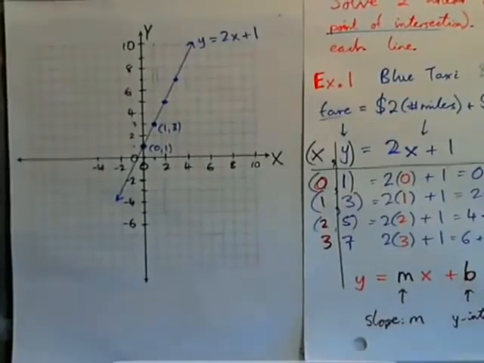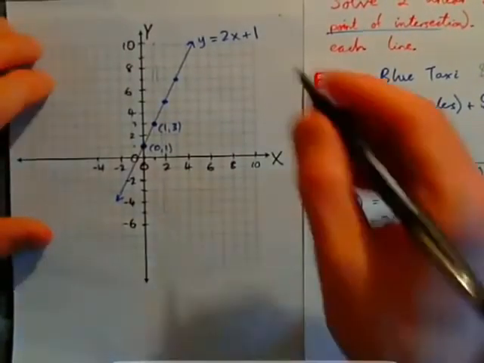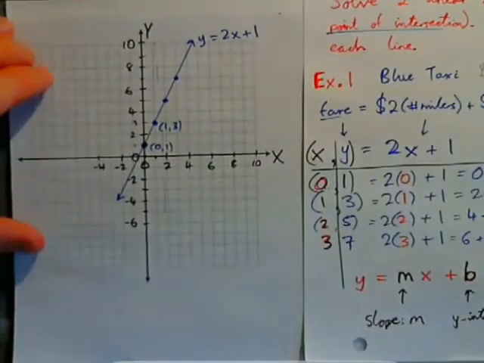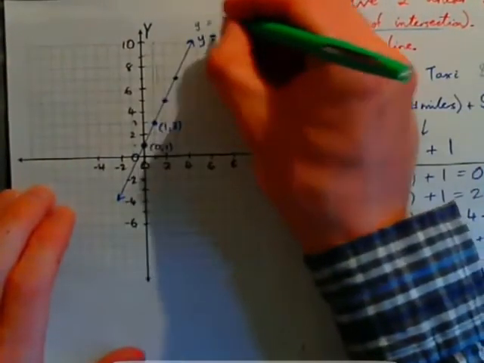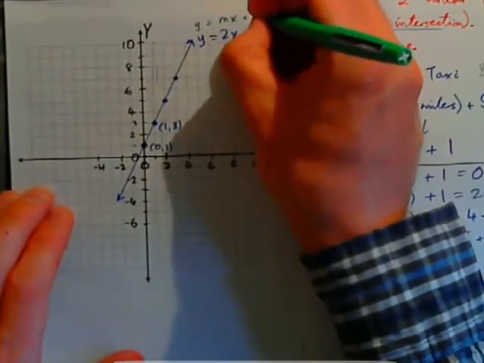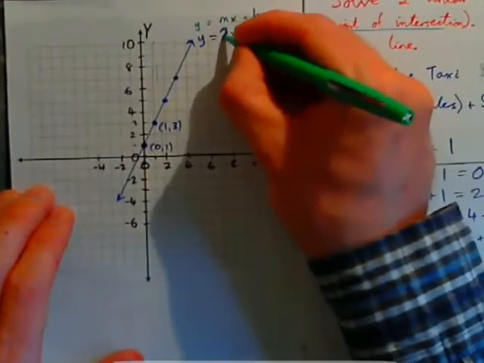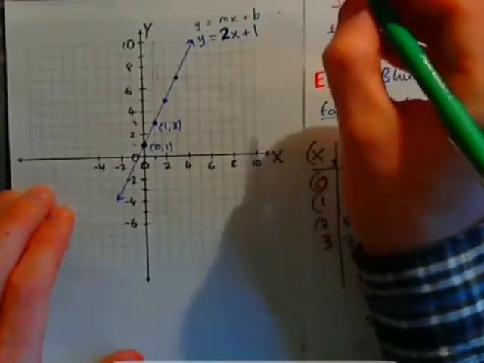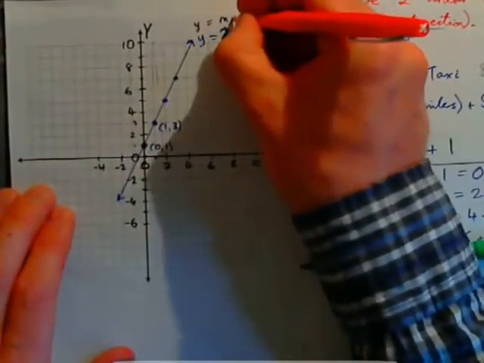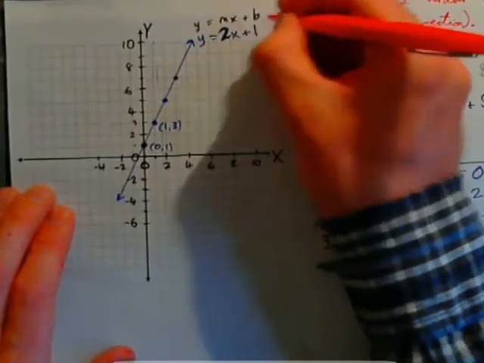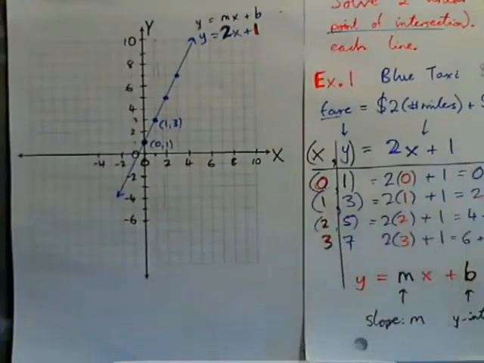Now, what do we have with y equals 2x plus 1? We have that the number 2 is the slope, isn't it? Okay, y equals mx plus b. M is 2, b is 1. That's what we have, right?